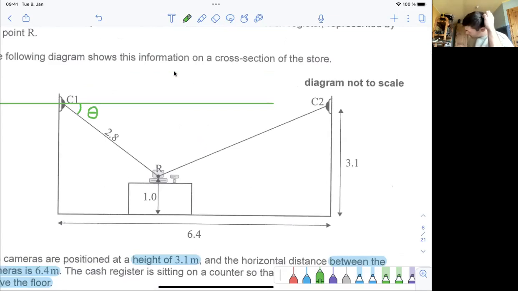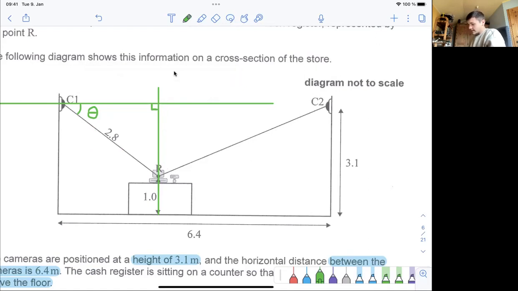There are a couple of ways we could go about finding theta here, but the easiest way would be to form a right angle triangle. So we'll draw a line that goes through the center R of the cash register, and now we've formed a right angle triangle here. We've got the hypotenuse of this right angle triangle, that's this line here, 2.8. We don't know this side here. We could find it out, but the easiest side to find is going to be the height, this side here.